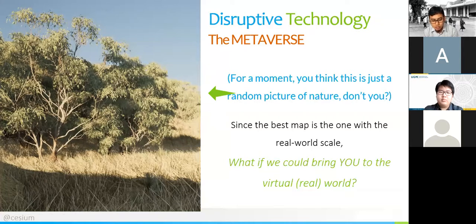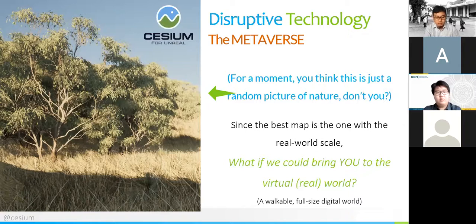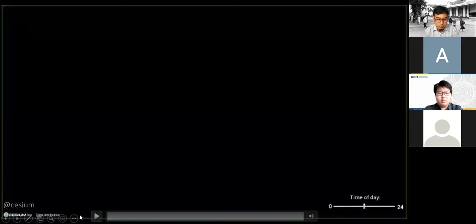So this is the metaverse where we collect the digital data, and then we present them to you into a digital rendering of the 3D, a walkable. And so this is walkable. If you walk to the trees, then you can actually go nearby the trees, a full-size digital world. And this one is a credit to Cesium for Unreal. Cesium is a geospatial technology company, and Unreal Engine is famous for developing games. And both of this combination leads to a very promising technology.